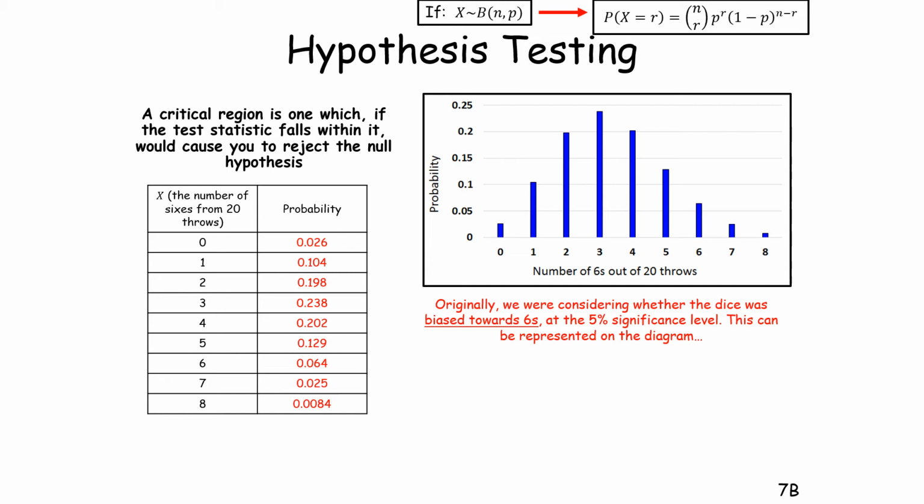Originally we were considering whether the dice was biased towards sixes at 5% significance level, and this can be represented on a diagram. If you see this dotted line here, this is at 5% significance level. From this dotted line, anything below, we would reject the null hypothesis. And we've seen how previously with 7 and 8 we rejected if we got it 7 times or 8 times. So we say 7 is the critical value, because with 7 or more, we will reject the null hypothesis.